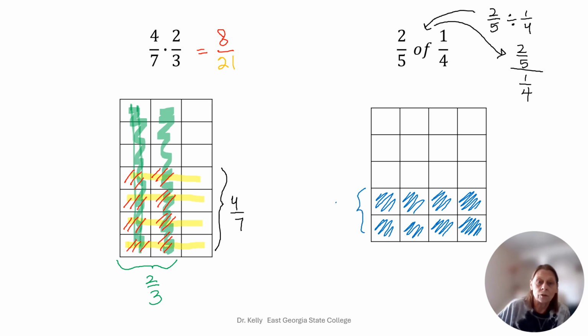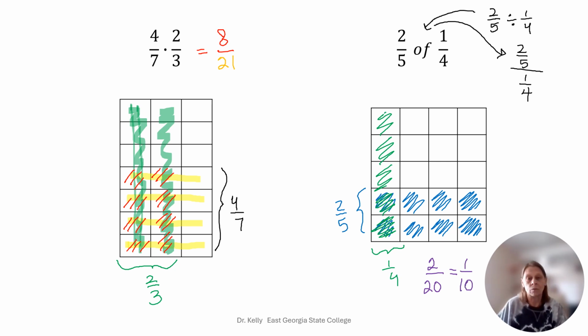Okay, and that represents 2/5. And now we're going to do 1/4. So 2/5 times 1/4 is equal to 2 over, and let's see, 4 times 5 is 20, and then we can simplify that to 1/10. Okay, awesome. All right, let's get to the next one.